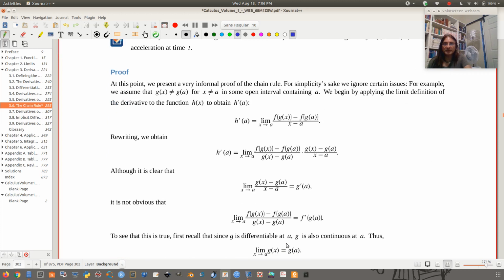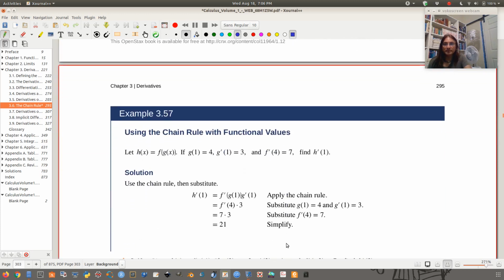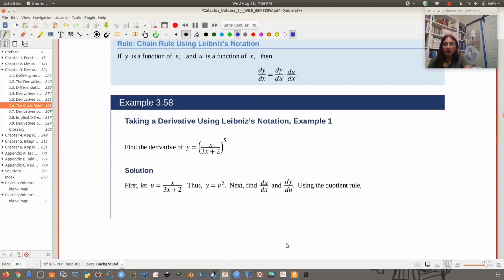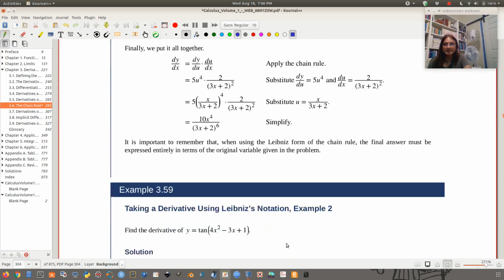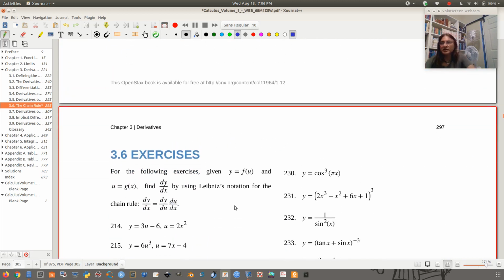Okay, I'll leave the velocity problem for you to go through, and the same by applying the chain rule. We talked about Leibniz notation already. So yeah, the rest of these you can go through yourself.